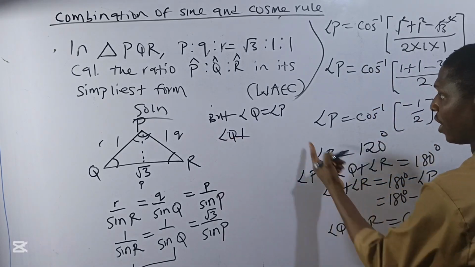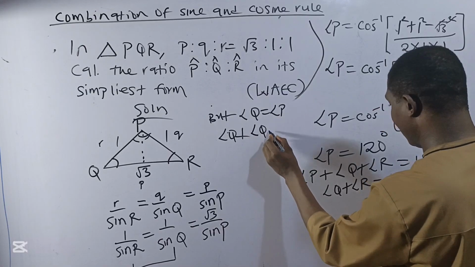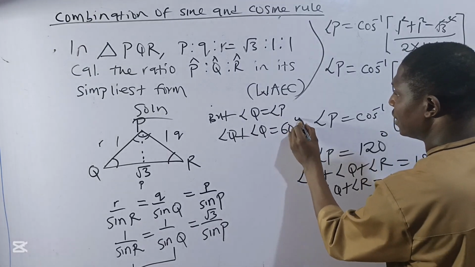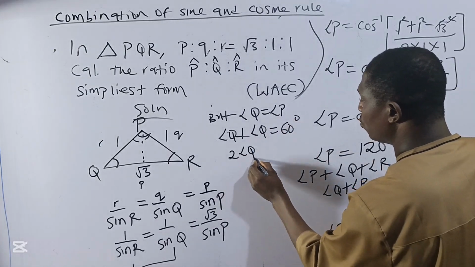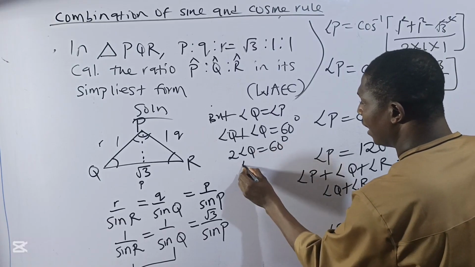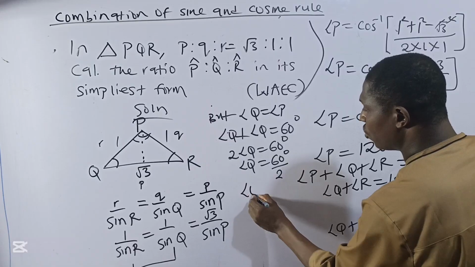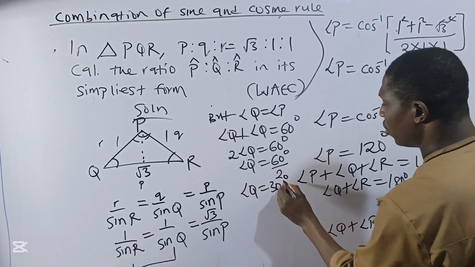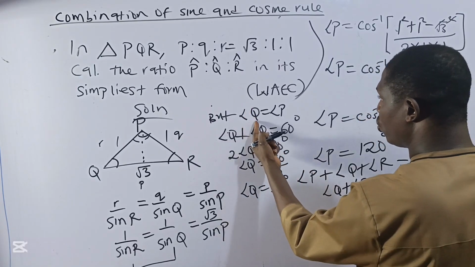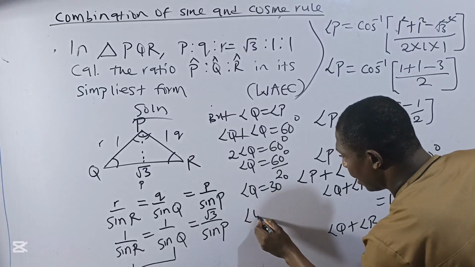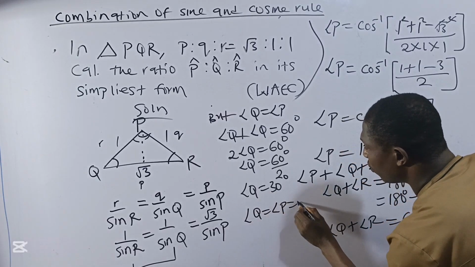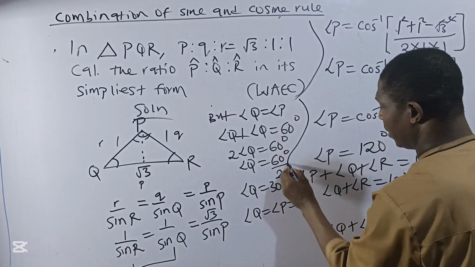Angle R equals angle Q. So I can say angle Q again to be equal to what? 60 degrees. And this will give me 2 angle Q to be equal to what? 60 degrees. And angle Q will be equal to 60 degrees over 2, which is 30 degrees. But remember, angle Q equals angle P, which equals 30 degrees.